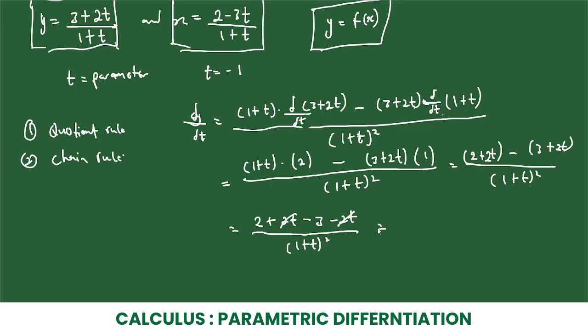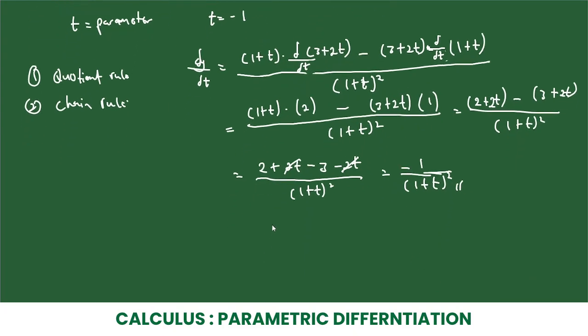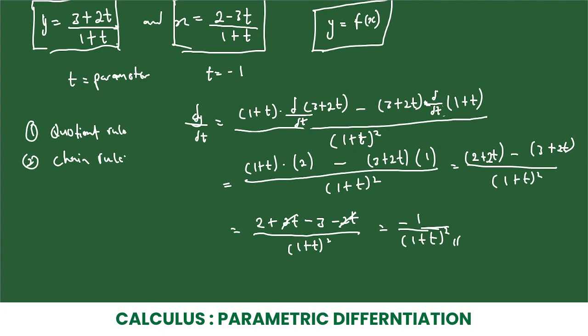And we are going to have 2 minus 1, 2 minus 3. That's going to give us minus 1 on 1 plus t squared. So we've differentiated the first parametric equation. So let's take the second one, right?